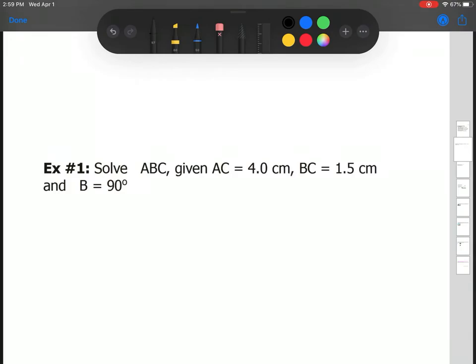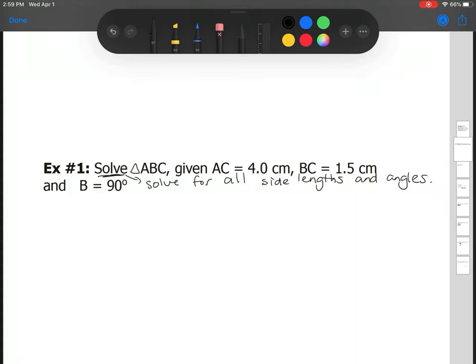Okay, so this one isn't so bad. We're just going to solve triangle ABC, given that AC is 4 centimeters, BC is 1.5 centimeters, and angle B is 90. Again, this was in the first lesson, 8.1, but when it says solve the triangle, that means you're solving for all sides and angles.